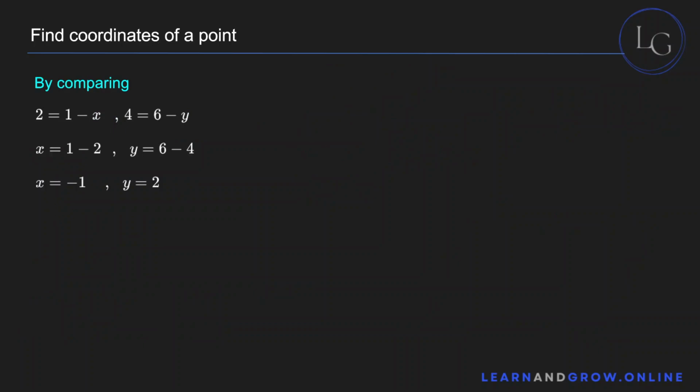So x is equal to 1 minus 2, which is equal to minus 1, and y is equal to 6 minus 4, which is 2. So the coordinates of C are minus 1 and 2. Sorry, the coordinates of D. We need to find the coordinates of D, so they are minus 1, 2.